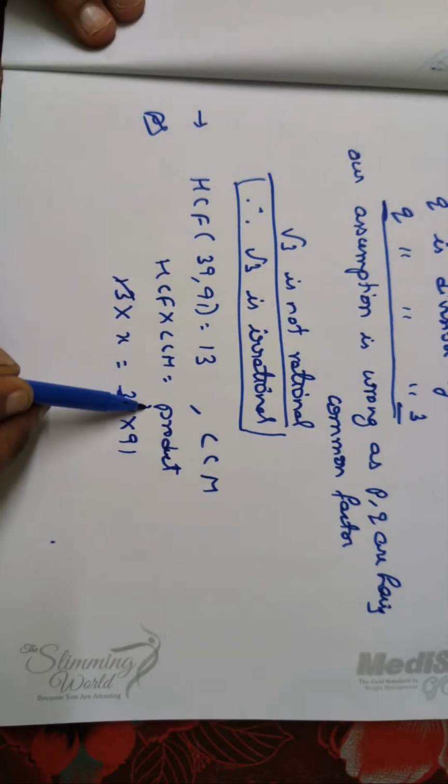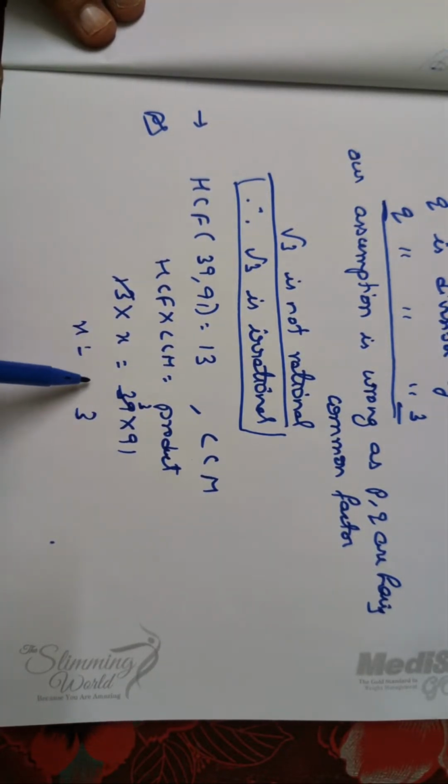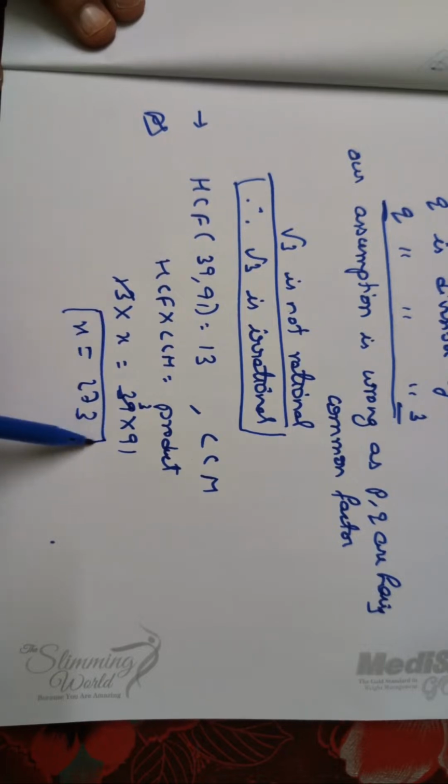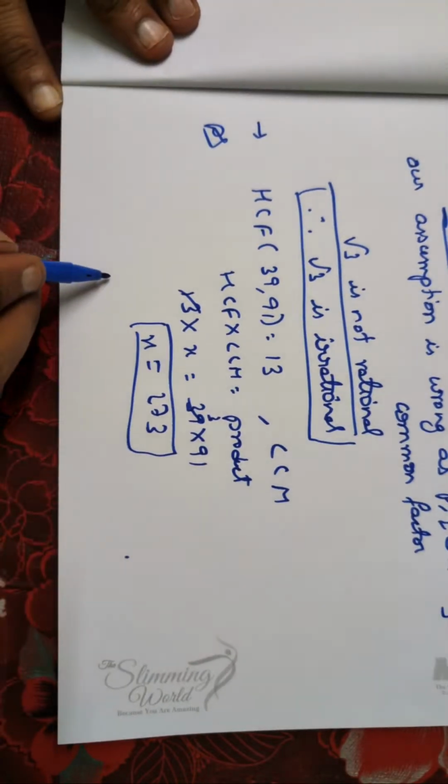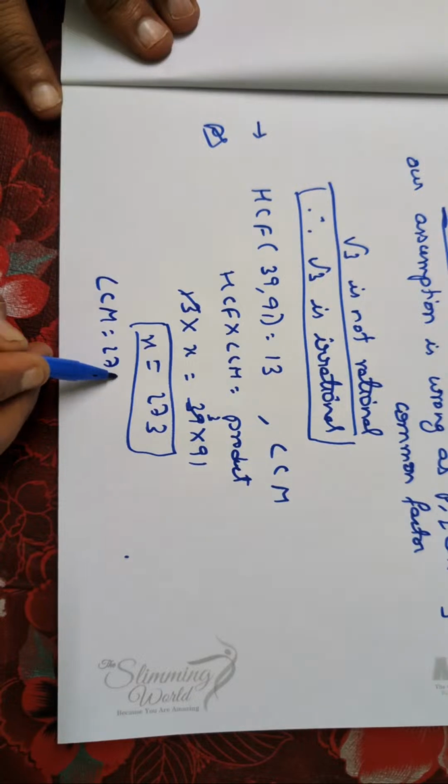13 1s are 13, 13 3s are 39, so x will become 3 times 91. So LCM equals 273. In this way any such question can be solved.